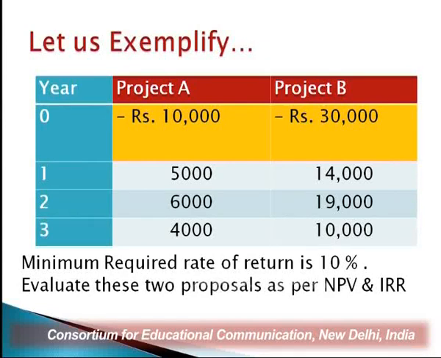If you look at the cash inflow, what is happening? 5,000 rupees in the first year, second year 6,000 rupees, third year 4,000 rupees for project A, and for project B it is 14,000 rupees, 19,000 rupees and 10,000 rupees. What is the minimum required rate of return here? 10%. And you are asked to evaluate these two proposals as per NPV and IRR. To cut short the story, I'll only be giving you the answer of these two methods, so that you can understand what would be the decision as per NPV and IRR when the size disparity is there.